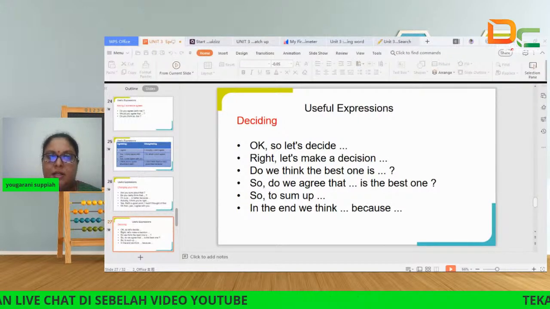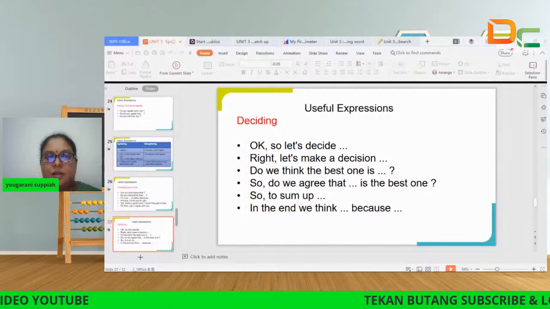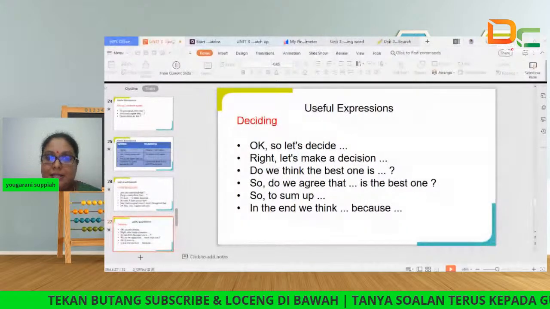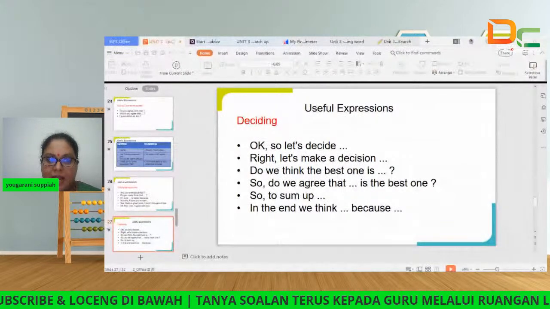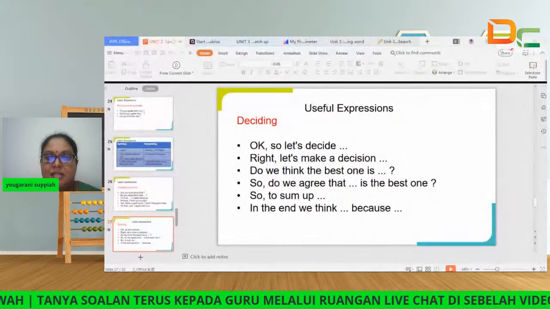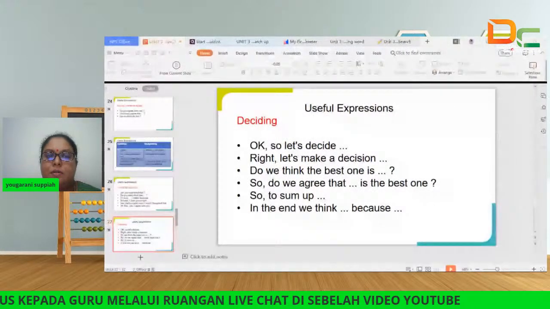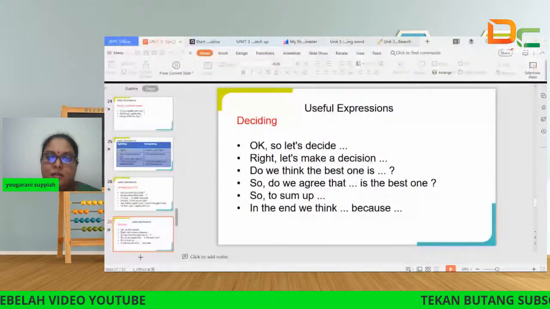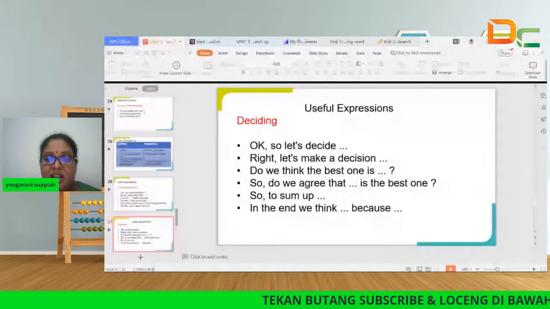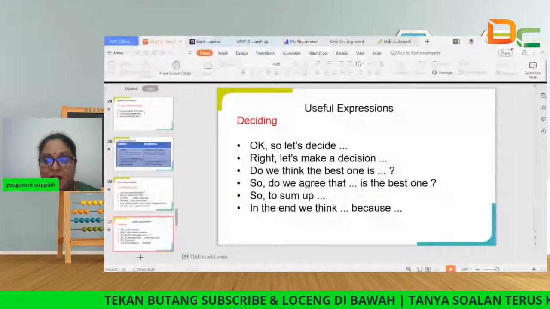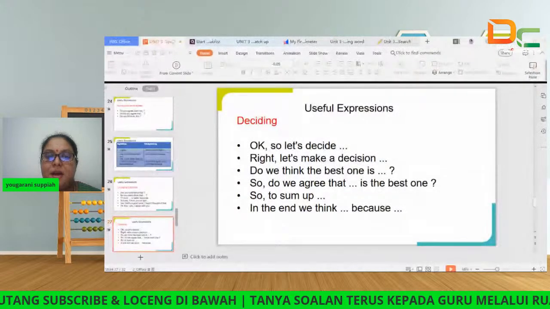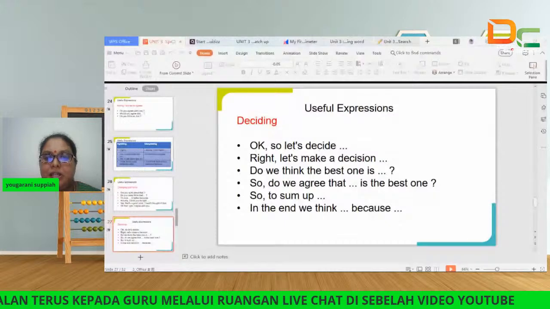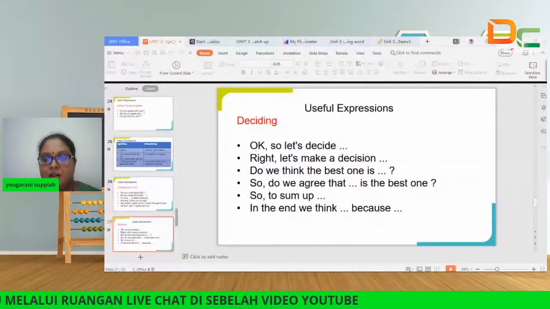Deciding. Let's look at the phrases again. Okay, so let's decide. Right, let's make a decision. Do we think the best one is? So, do we agree that is the best one? So, to sum up, in the end, we think because.